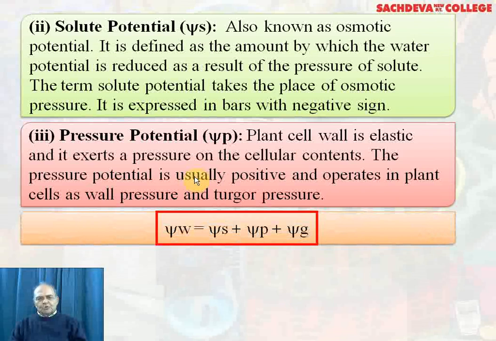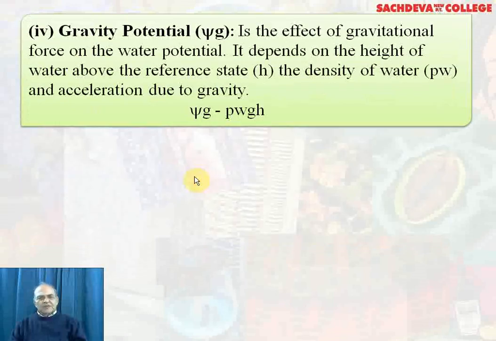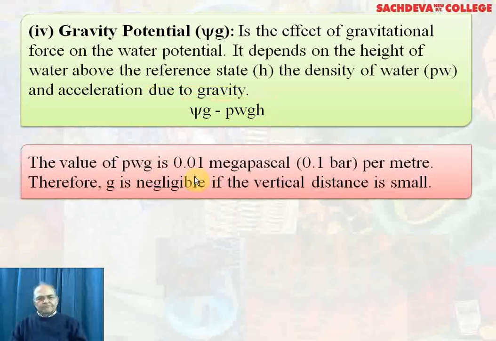Psi w equal to psi s, that is solute potential, plus psi p, pressure potential, plus psi g, that is gravitational potential. Now, gravity potential, psi g, is the effect of gravitational force on the water potential. It depends upon the height of the water above the reference state, that is h, the density of water, and acceleration due to gravity. And that comes to psi g equal to rho w g h. The value of rho w g is 0.01 megapascal, that is 0.1 bar per meter. Therefore, psi g is negligible if the vertical distance is small.